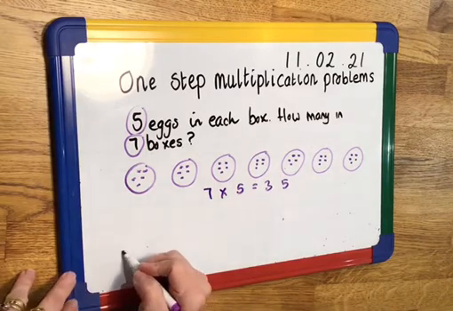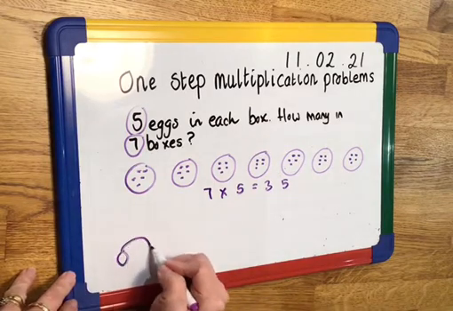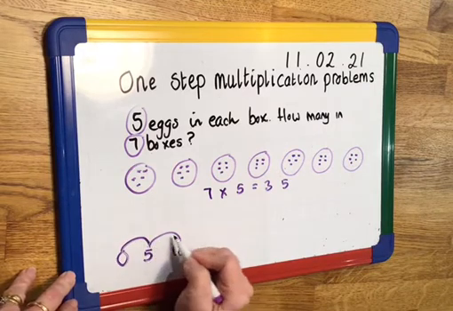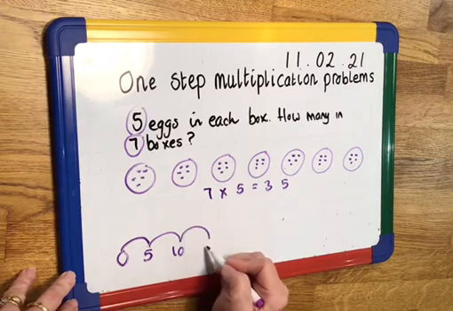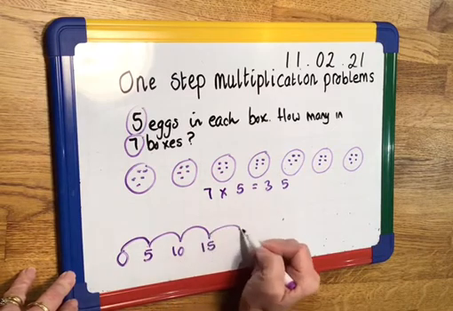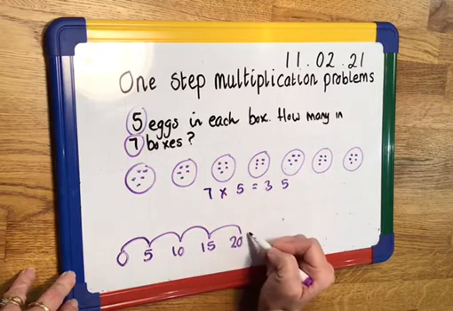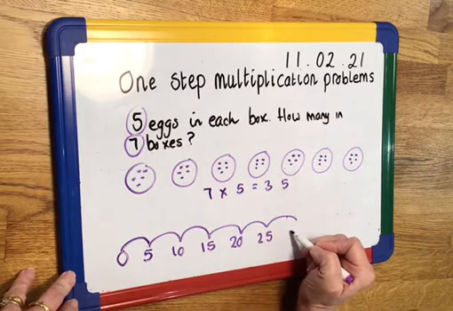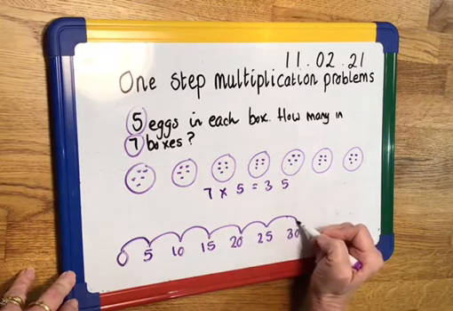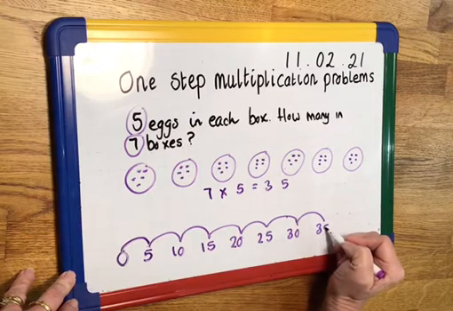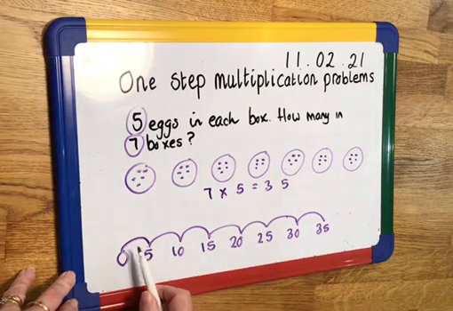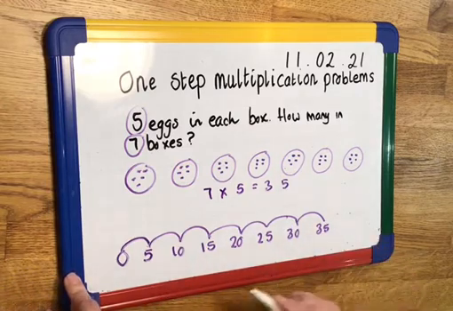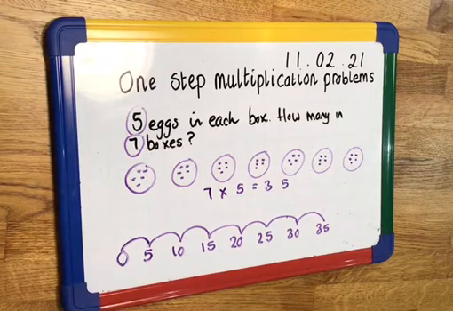So I could have started my number line at 0. I could have jumped up 5, so that's 1 jump. Made a second jump to 10. Third jump gets me to 15. Fourth jump gets me to 20. Fifth jump gets me to 25. Sixth jump gets me to 30. And a 7th jump gets me to 35. So I've made 7 jumps. 1, 2, 3, 4, 5, 6, 7. 7 jumps of 5 is 35. Whichever way I do it, I get the same answer.